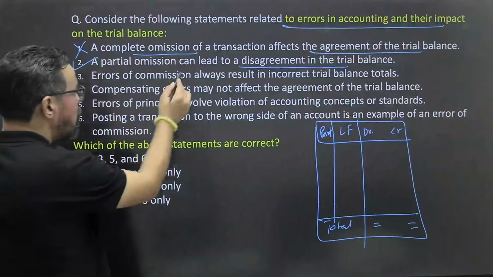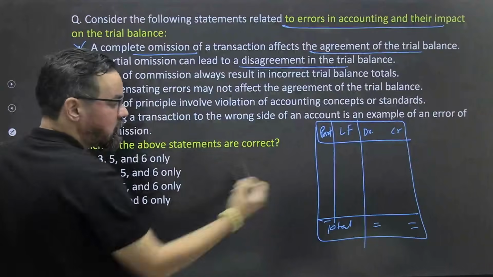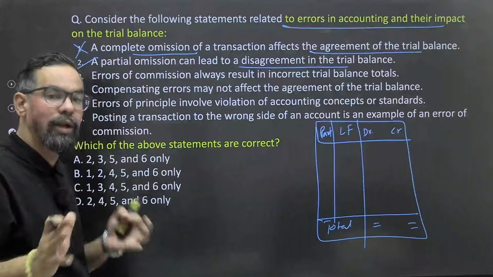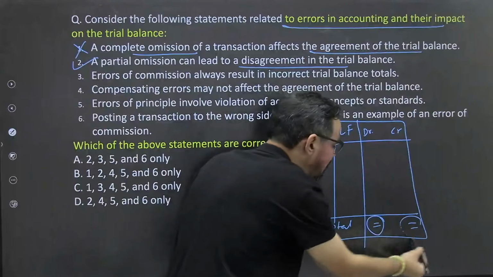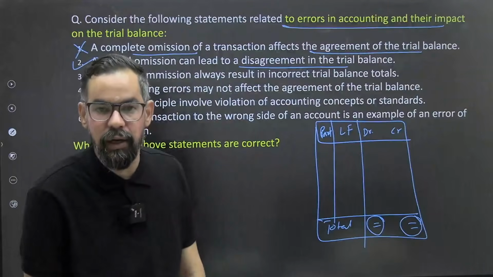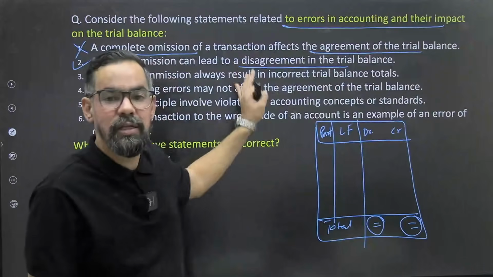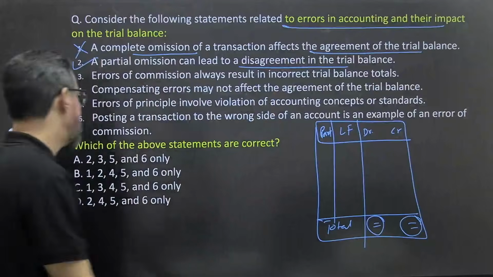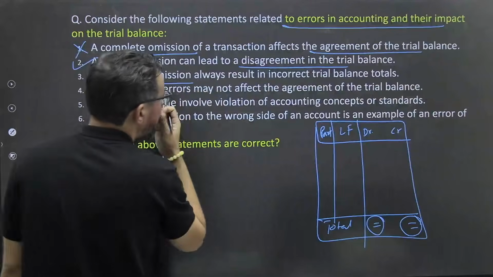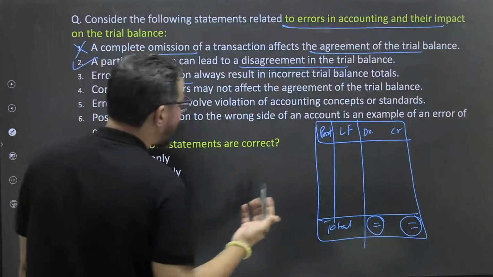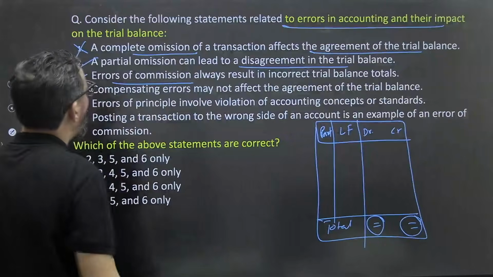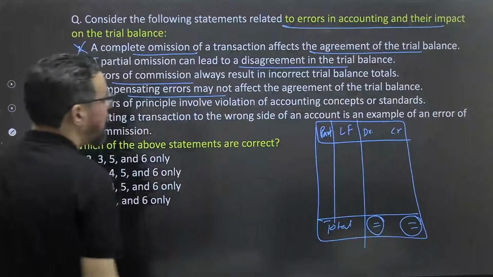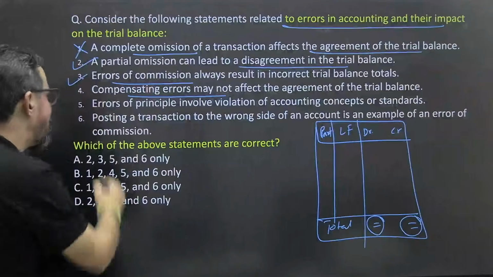Now, a partial omission can lead to disagreement means there is a totaling issue. If your debit is equal to credit, that means you have achieved arithmetical accuracy. If not, that means there is a disagreement, right? So an error of commission always results in an incorrect trial balance. Yes, error of commission, yes. Compensating errors may not affect the agreement of the trial balance.